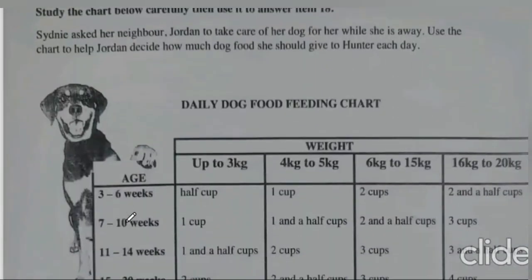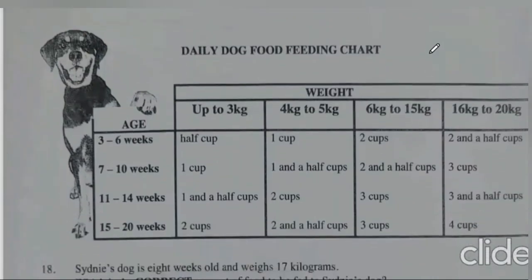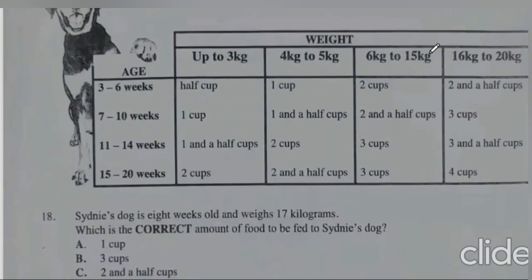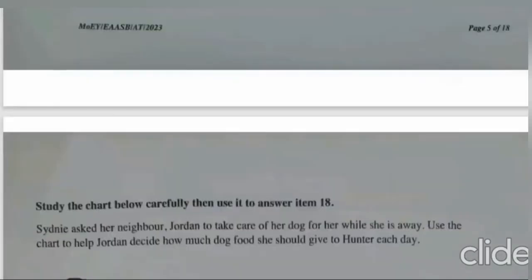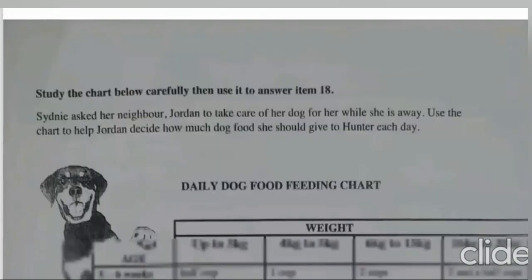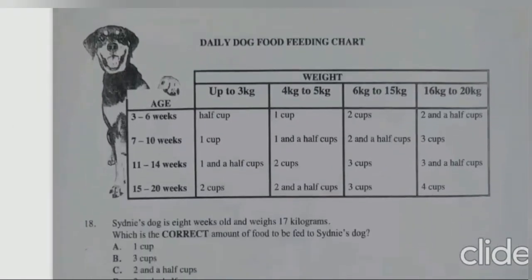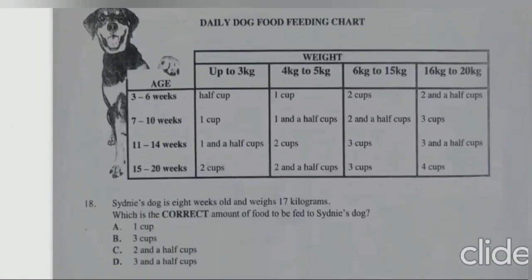Study the chart below carefully, then use it to answer item 18. Sydney asked her neighbor, Jordan, to take care of her dog for her while she's away. Use the chart to help Jordan decide how much dog food she should give to Hunter each day. All right, so this is the chart. Let's try to make sure we can see the question as well as the chart at the same time. All right, so here it says Sydney's dog is 8 weeks old.